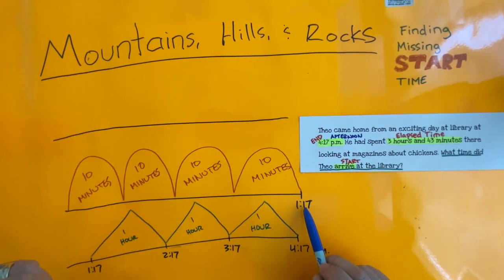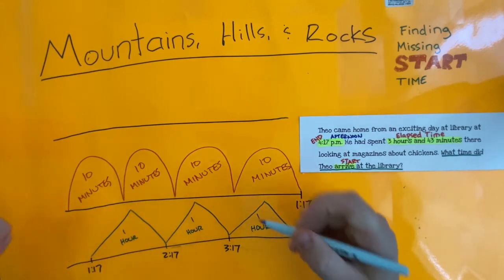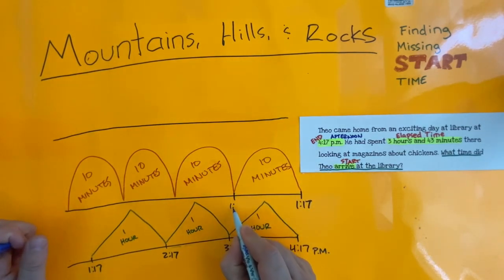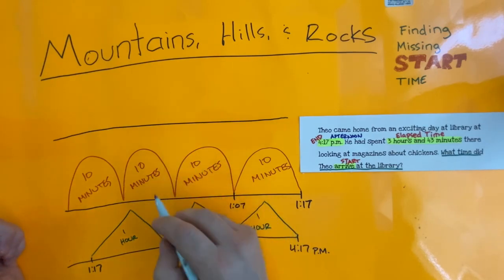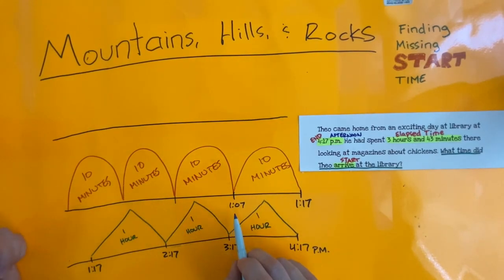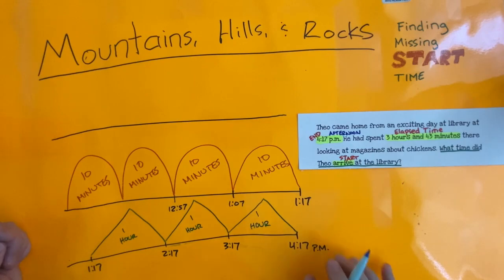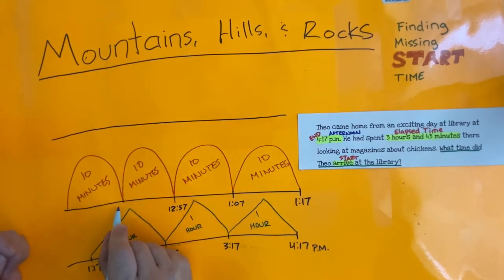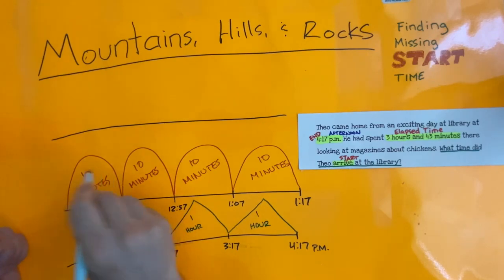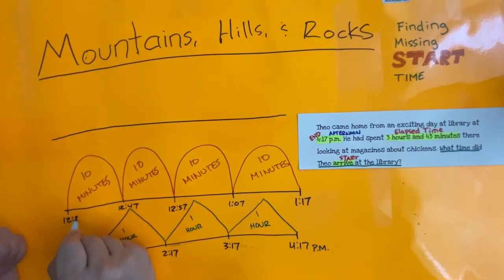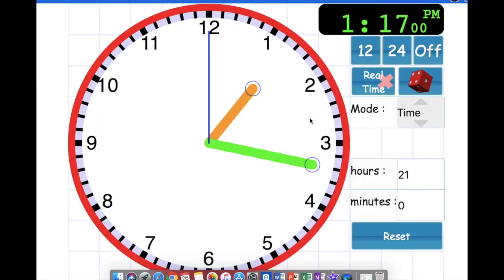So 1:17 minus 10 minutes is going to take us to 1:07. Now, when we subtract another 10 minutes, we need to be very careful because we're going back into the hour before 1 o'clock. So 1:07 minus 10 minutes is actually going to take us to 12:57. Minus 10 minutes is going to take us to 12:47, and minus another 10 minutes will take us to 12:37. So let's take a look at what that's going to look like on the tools that we have to use.